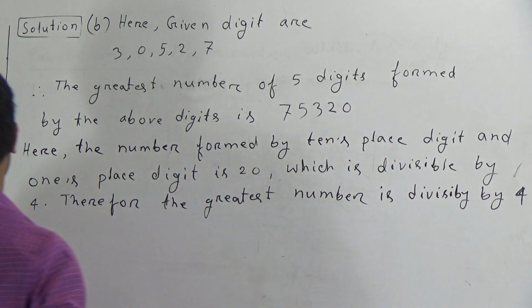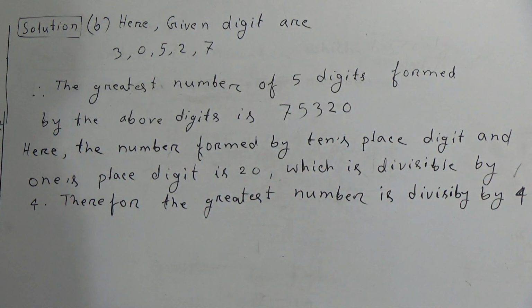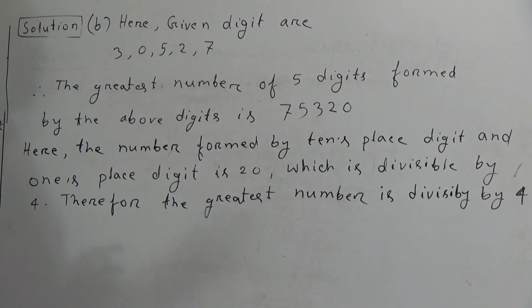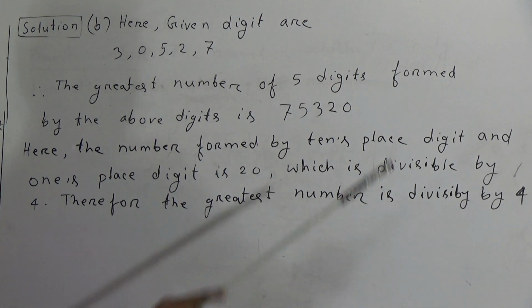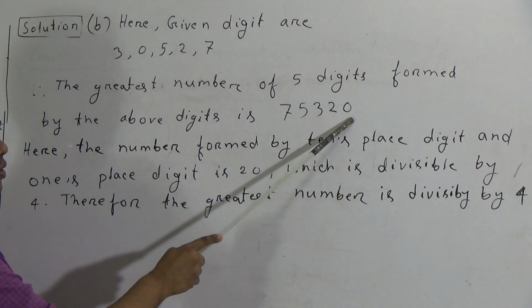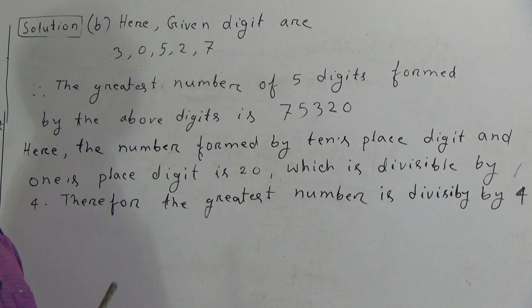Now we'll check whether the greatest number is divisible by 5. We know that if the ones place digit of any number is 0 or 5, then the number will be divisible by 5. Here the ones place digit is 0, so the number will be divisible by 5.